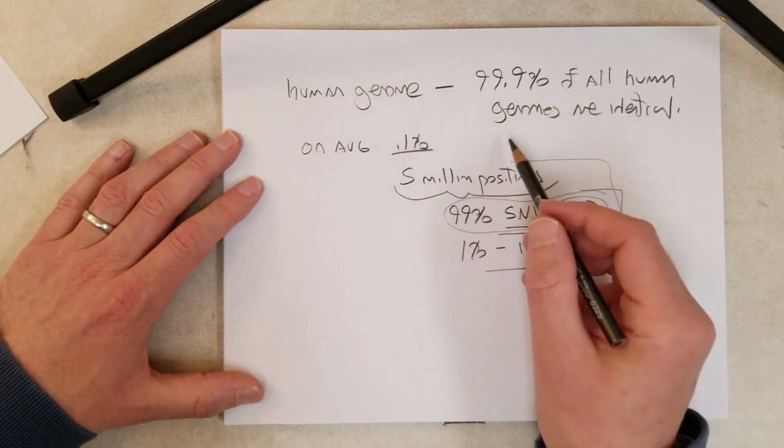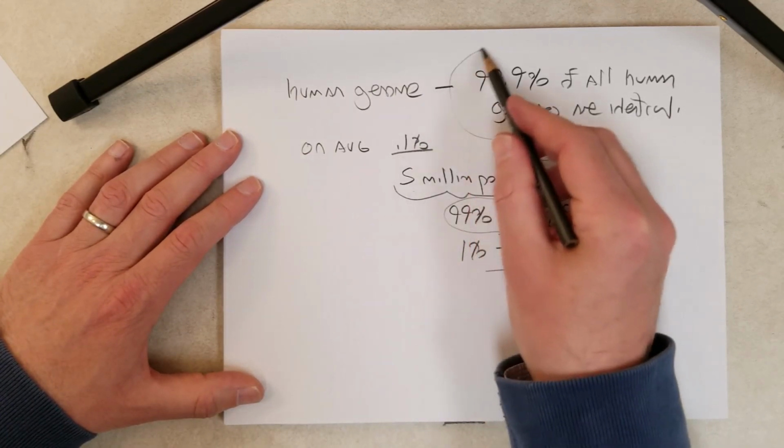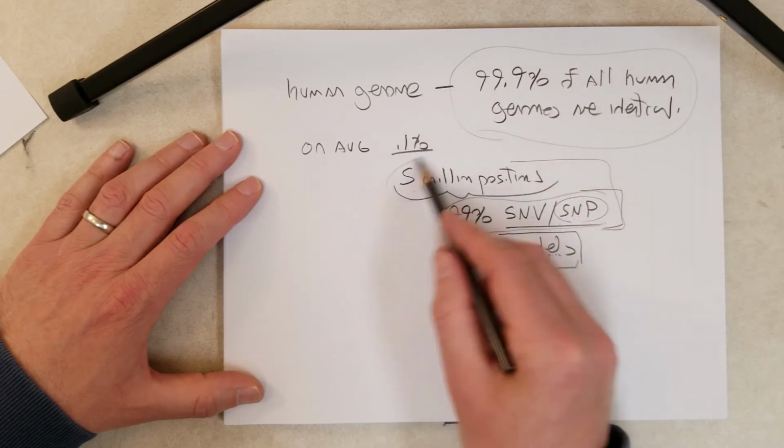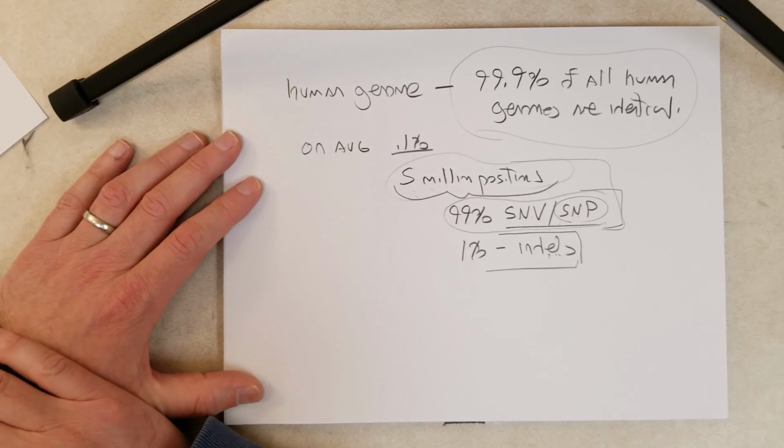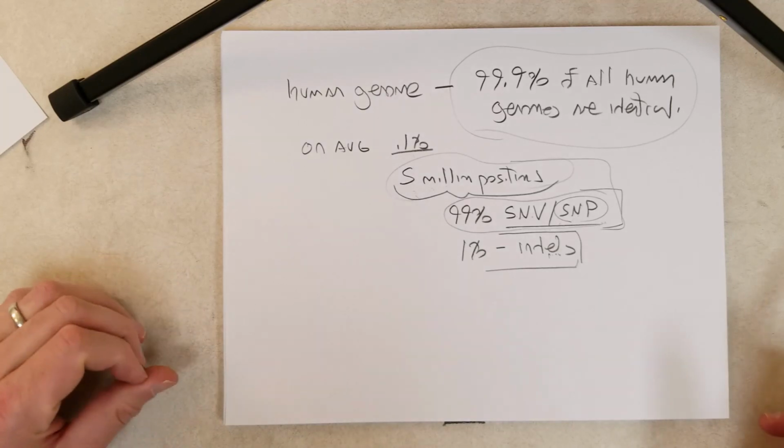So what makes us different from one another? Apparently, just these 5 million positions. It doesn't seem like that many. But we're going to talk more about that in the next video.